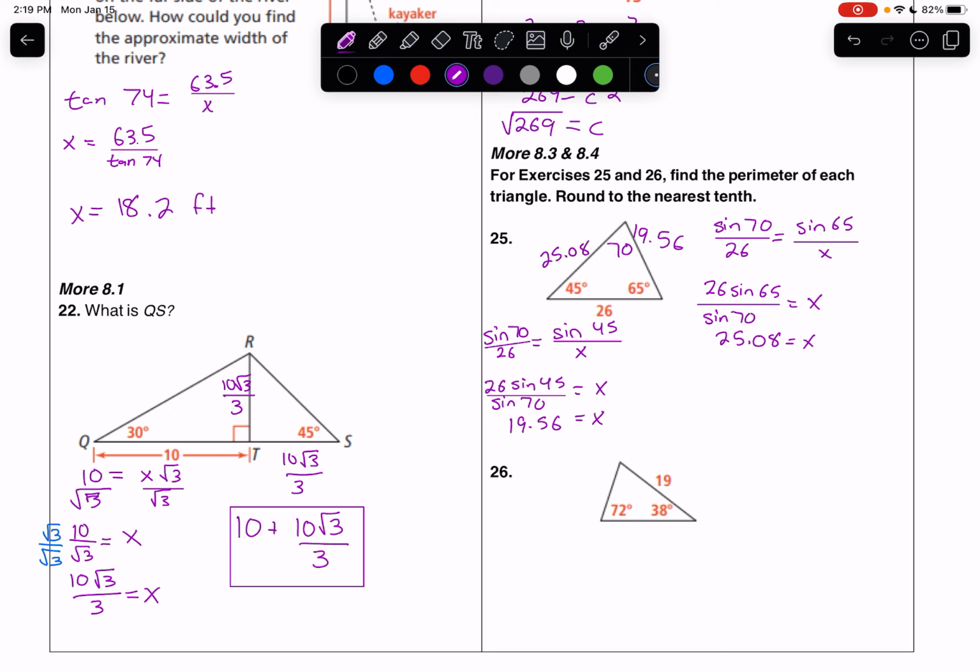And then we can go ahead and add all three side lengths together. And when we add all three side lengths together, we've got 26 plus 25.08 plus 19.56. We want to round to the nearest tenth. That's going to give us 70.6.